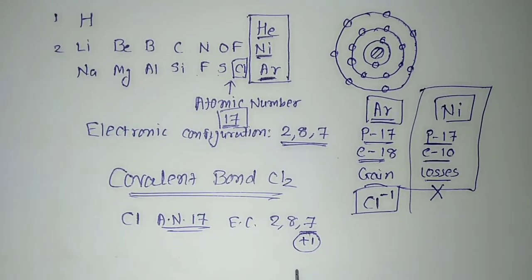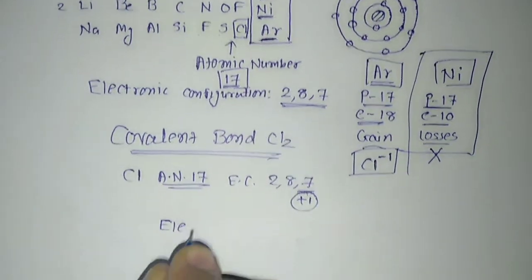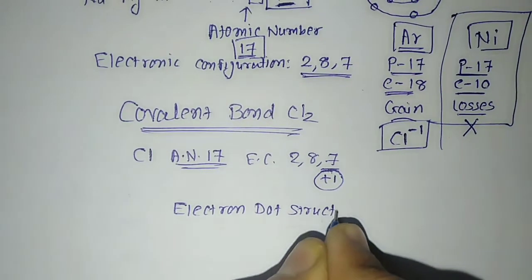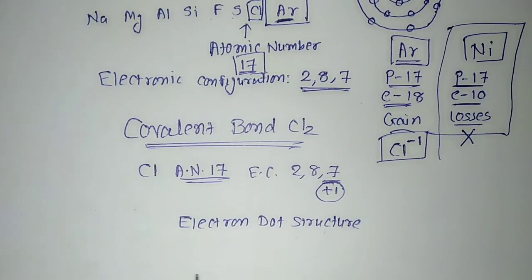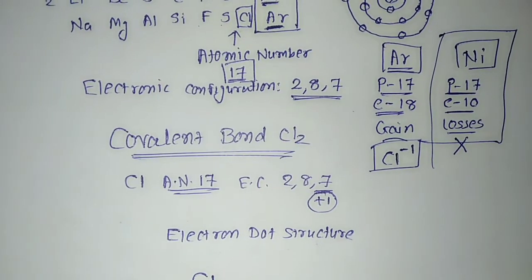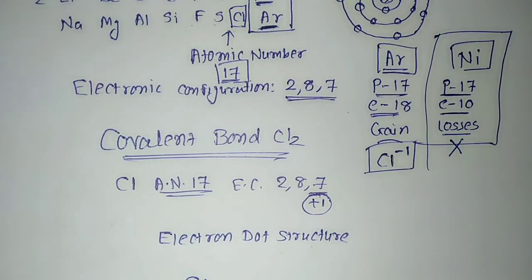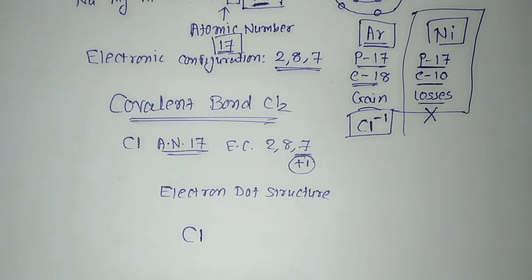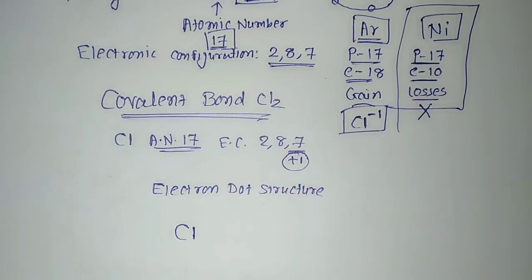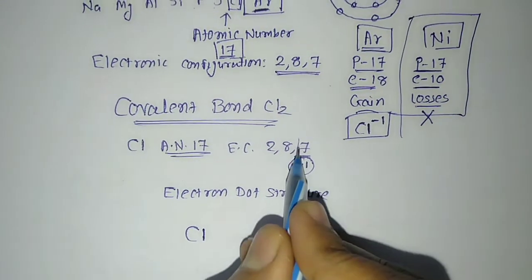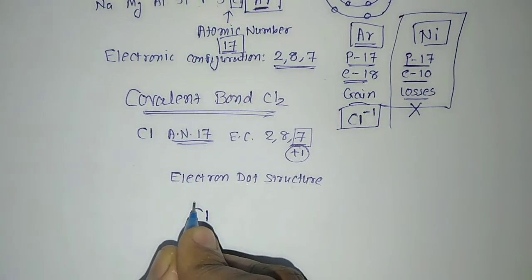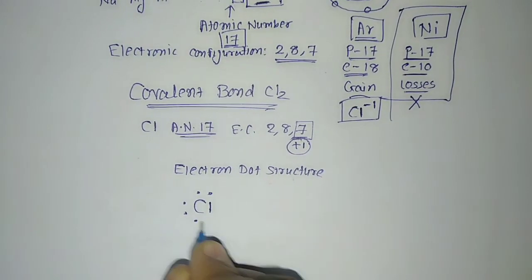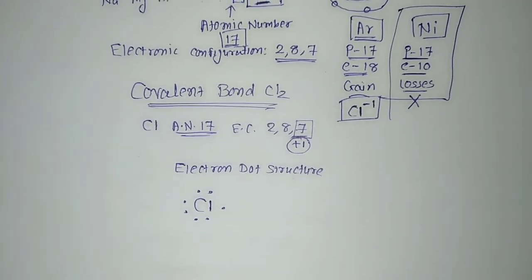I will show it with the electron dot structure. Let us see that electron dot structure. It is chlorine, this one. As you know, in the electron dot structure we show all the electrons lying in the outermost orbit around the symbol of this particular element. So how many electrons are there in its outermost orbit? We know it is 7. So I'll put it here: 1, 2, 3, 4, 5, 6 and this 7.